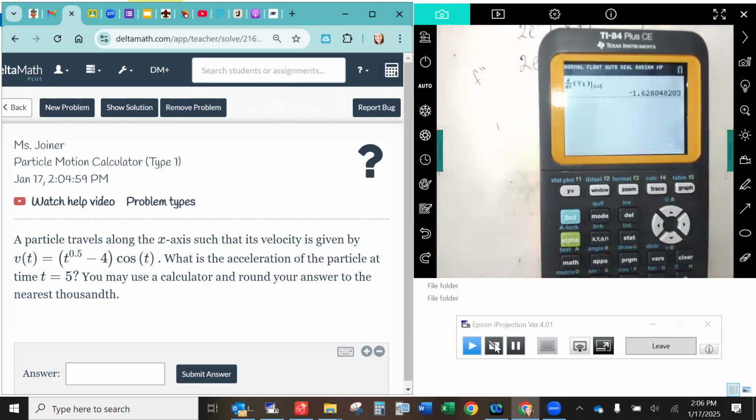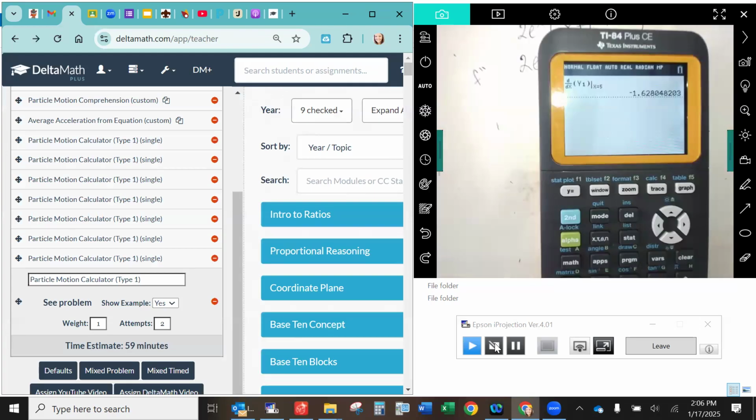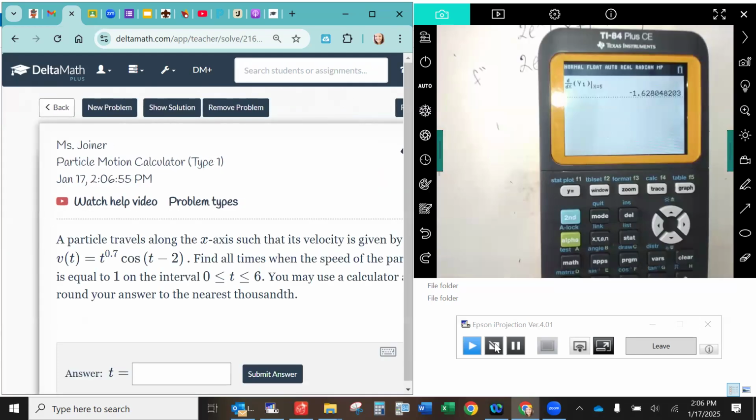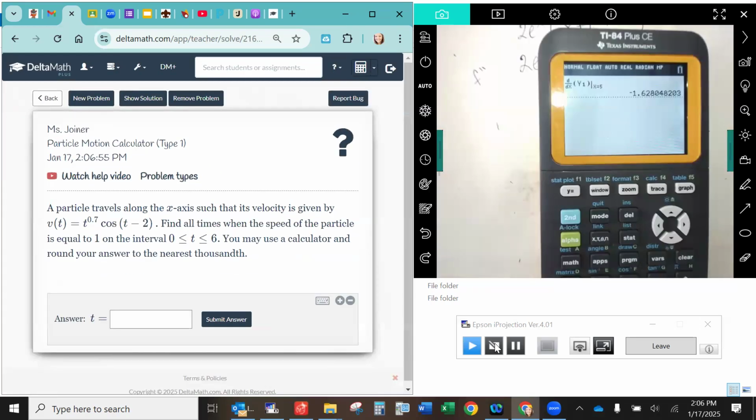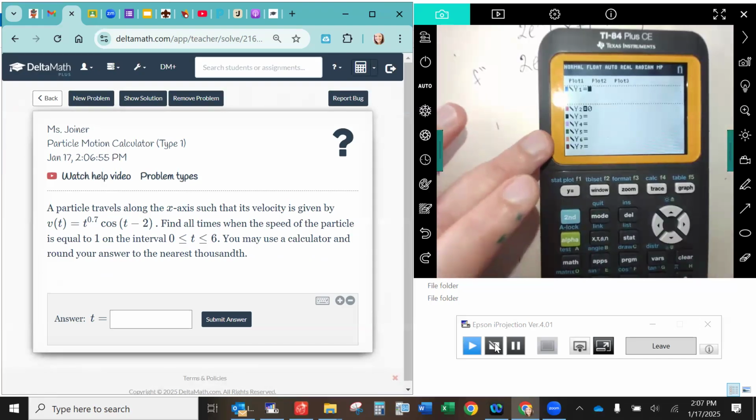Negative 1.628. Good on that? What if it asks for average acceleration? Then rather than the derivative, you do the slope. Okay, last question we're going to do together is 5 up from the bottom. 1, 2, 3, 4, 5. Okay, go ahead and type the equation in.